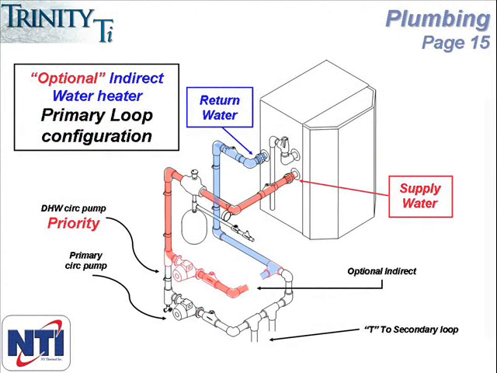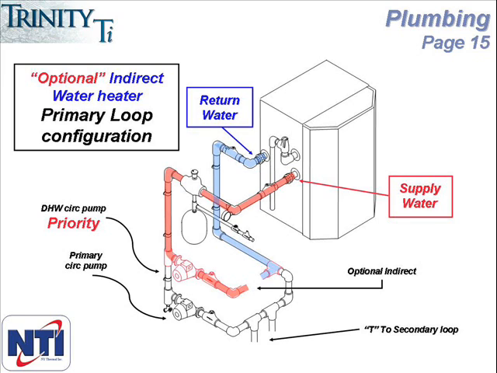So here's an example of a primary loop with an indirect, which doesn't actually show the indirect, but it would be placed where the arrow labeled optional indirect is pointing. In this case, you'll notice the addition of a second pump, which acts as the pump on a domestic hot water call. The important thing to remember in this scenario is that you want the loop to the indirect to come off the primary before the primary pump.